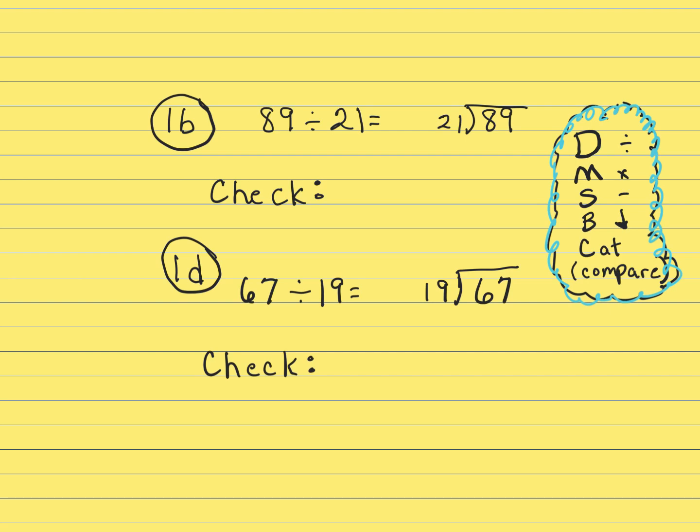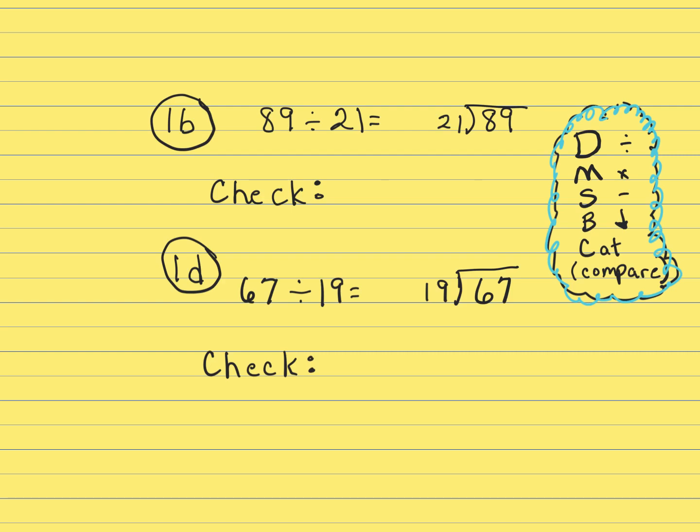In 1B, we have 89 divided by 21. Remember our steps in long division. First we Dad, Divide; Mom, Multiply; Sister, Subtract; Brother, Bring down; Cat, Compare to see if you need to start the process over again. Okay, so let's do that with B and D, and then I'll let you do the rest on your own. Okay, so here we have almost 20, 21, a little bit over, and we have 89.